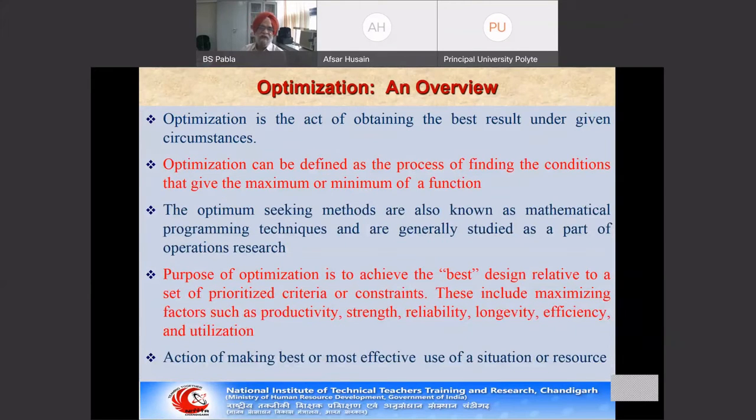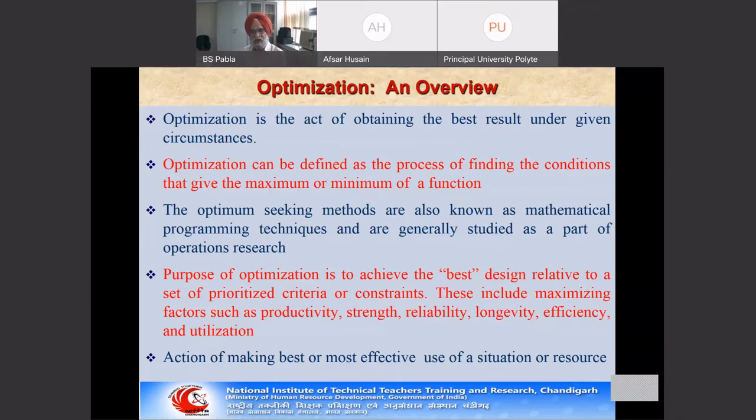So let's see the formal definitions. There are many formal definitions of this. Optimization: the act of obtaining the best results under given circumstances. Very important. Two things are there. One is getting the best results. Everybody knows that we want to get the best results. But more important is under given circumstances. What are the circumstances under which you are operating?